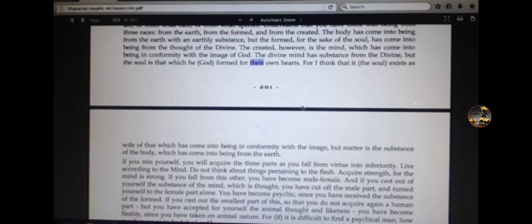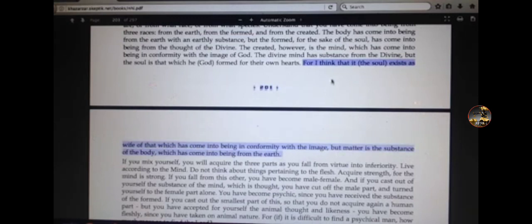How do we know we're talking about your framer and your shaper? What is Sylvanus, Solomon the Builder, talking about? Their hearts. The divine mind has substance from the divine, but the soul is that which Hawa, God they say, formed for their own hearts. Multiple hearts, huh? For I think that the soul exists. Listen up, it's gonna tell you everything you need to know right here.